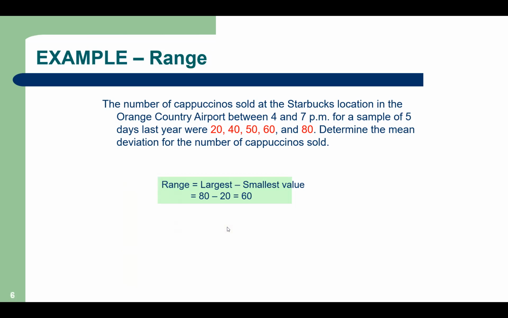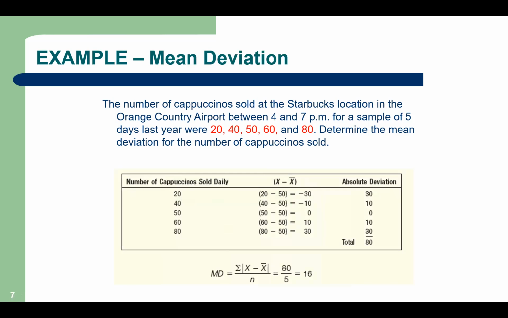The other measure of dispersion is mean deviation. Mean means average. Deviation means dispersion. On average, how much the values are spread from the mean. To find this, using the same example, as we learned in the previous slide, the formula for mean deviation is the sum of |x minus x bar| divided by n.